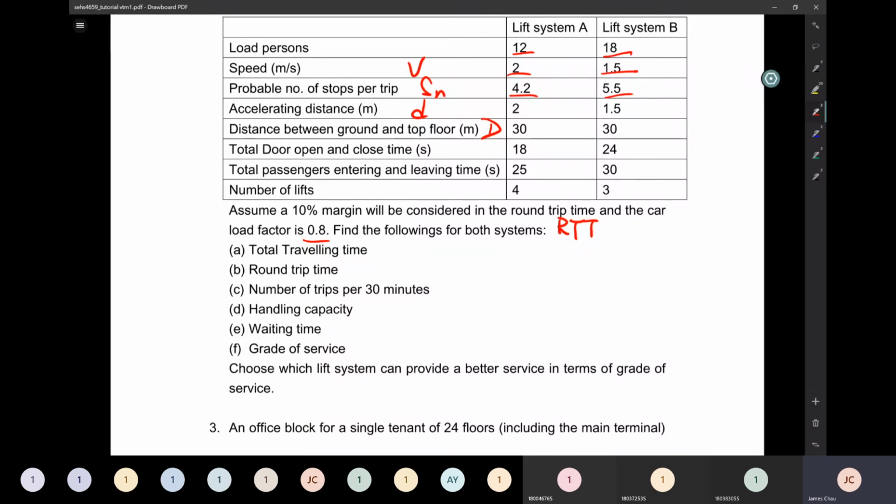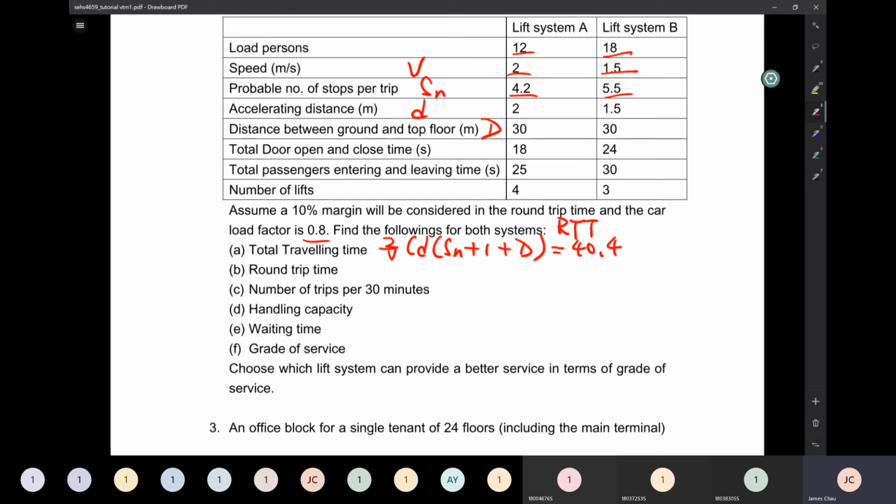Now for the total traveling time, according to our notes, you can find the formula. It is equal to 2 over V times D Sn plus 1 plus D. Okay? And by using the values that we listed in the table for A, we can find the total traveling time. It is around 40.4.